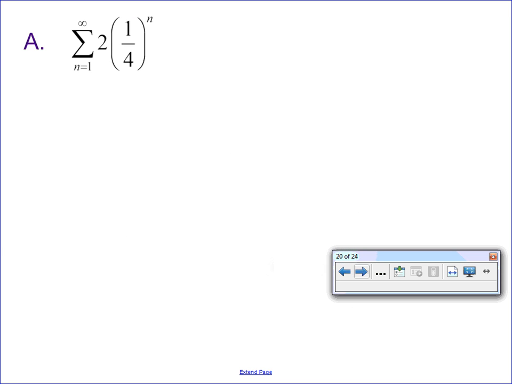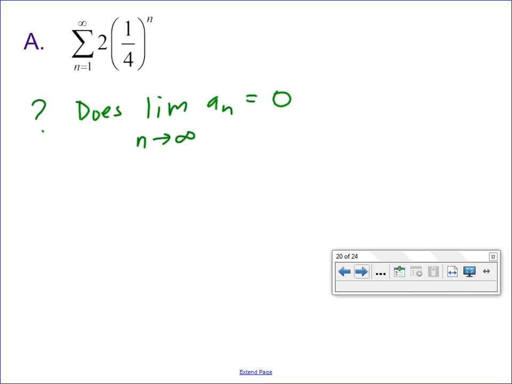All right, so here we go. Our practice. Firstly, does the nth term converge to 0? So you consider the limit of the term values. In this case, the term values would be 2 times 1/4 to the n. So I'm thinking, does the limit as n goes to infinity of a sub n equal 0? In this case, yes. Is this a geometric series? Yes. So this is a geometric series with r equals what? 1/4. Therefore, it must converge.